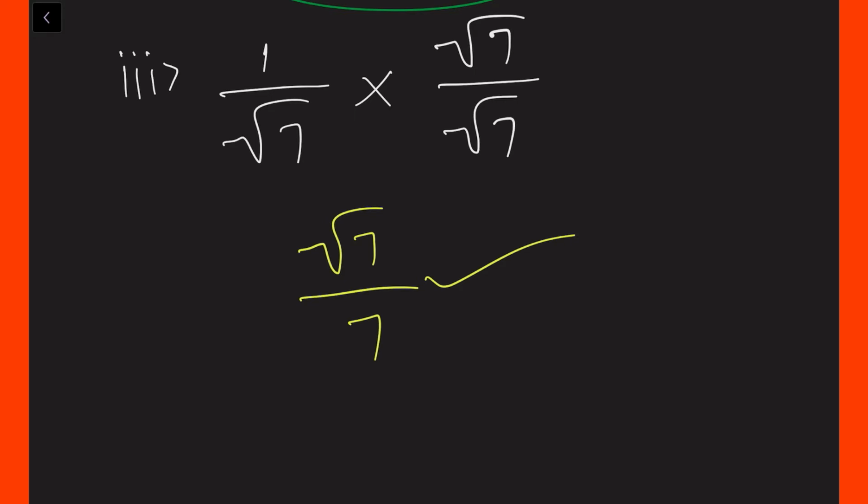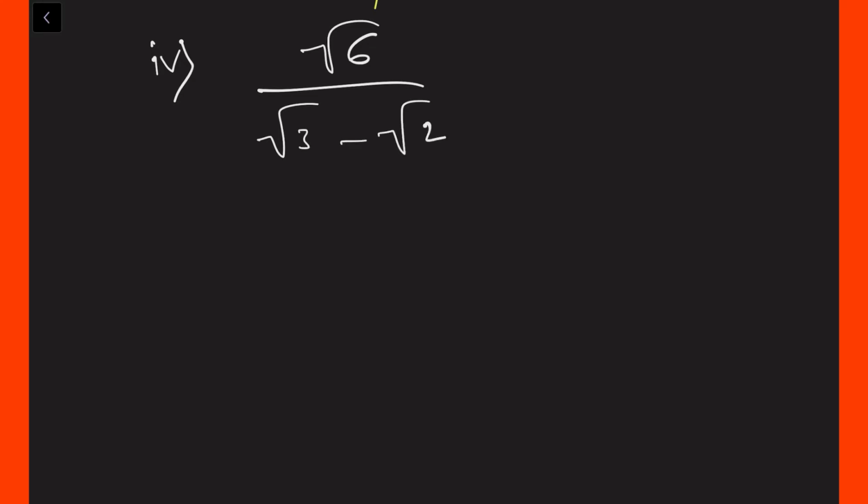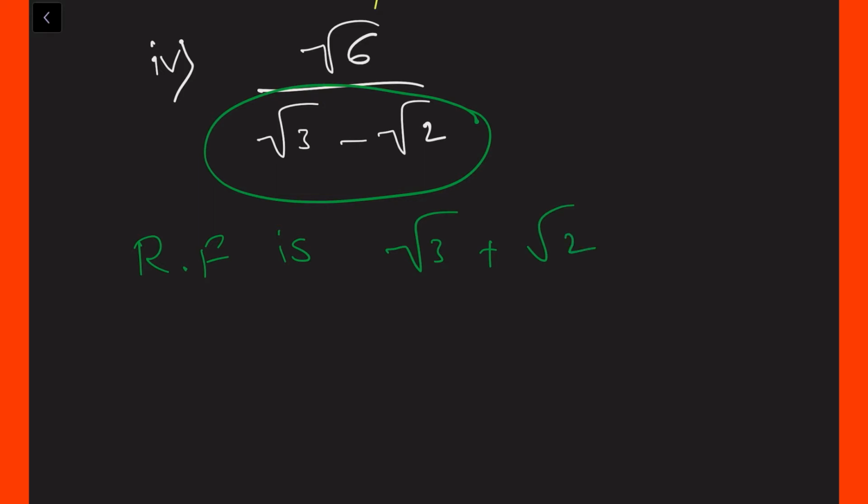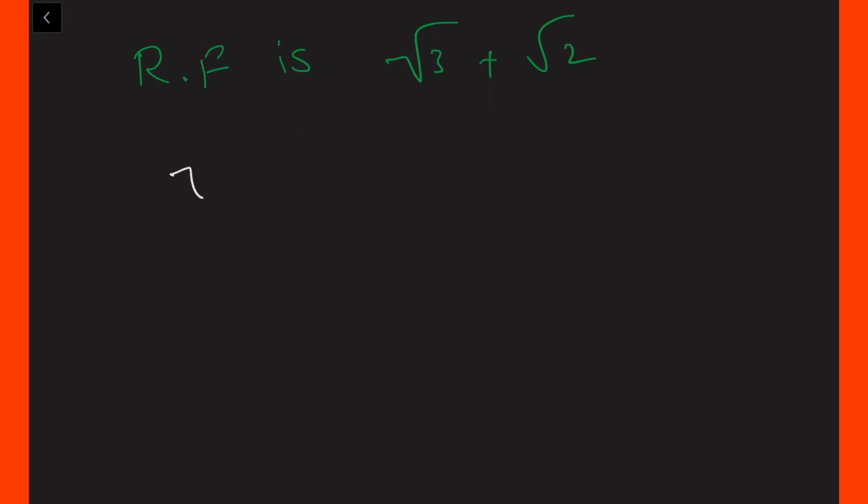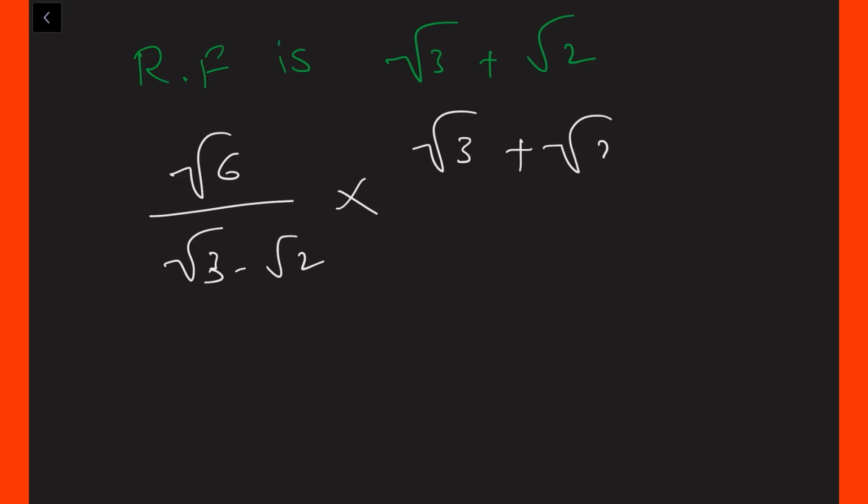Next, fourth question: root 6 divided by root 3 minus root 2. In the denominator here we have root 3 minus root 2, so our rationalizing factor will become root 3 plus root 2. Now multiplying and dividing the given question by root 3 plus root 2. Root 6 by root 3 minus root 2 is the question. Now multiplying and dividing by root 3 plus root 2.